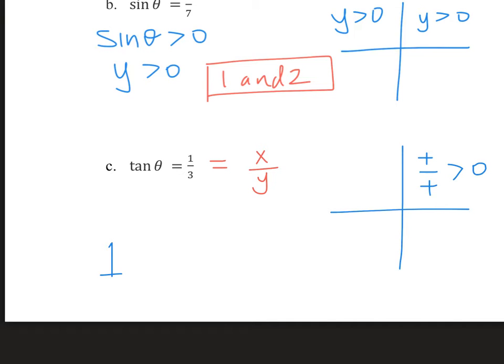Now in quadrant 2, the y value is positive, but the x value is negative. Well, that is less than 0. Positive over a negative is going to be negative. So that one is not going to be one of the quadrants that theta can have a terminal side in. In the third quadrant, y is negative, x is negative. So negative over negative, well, that becomes positive. So that's another quadrant that theta could terminate in. In the fourth quadrant, we've got negative y over positive x. That's less than 0. So that one is not one that it could be.